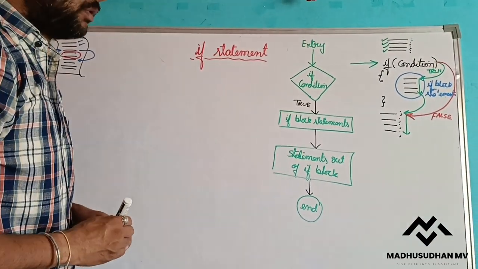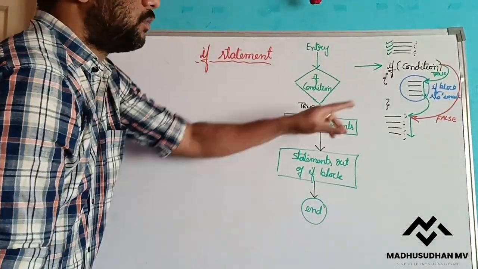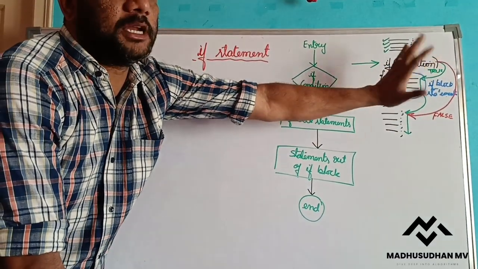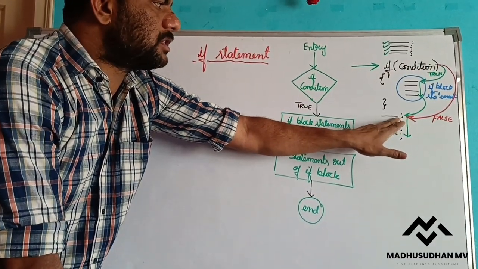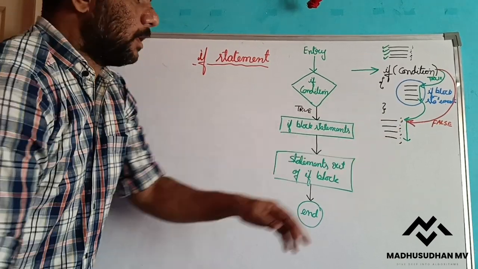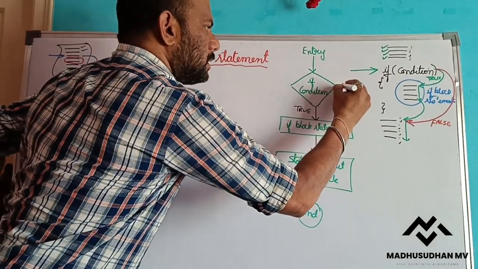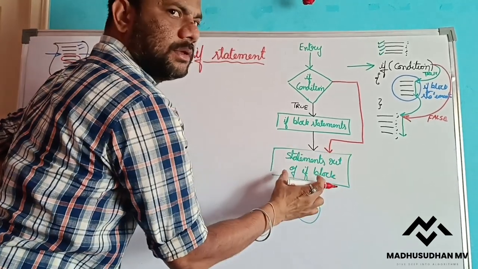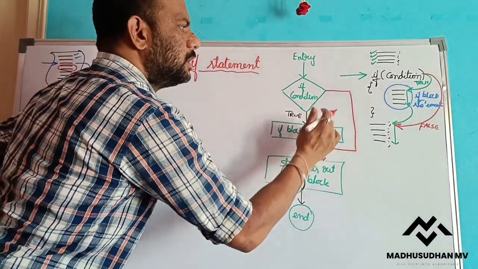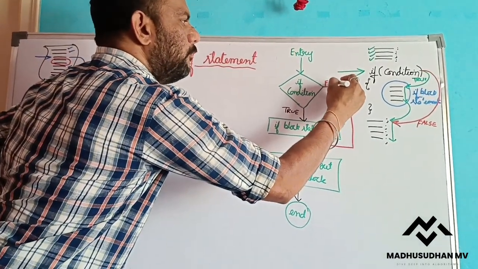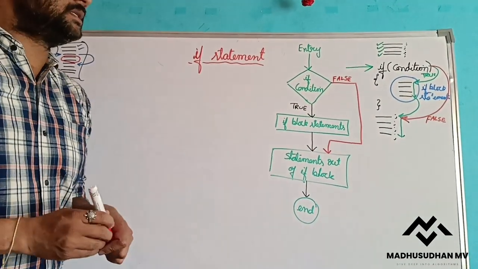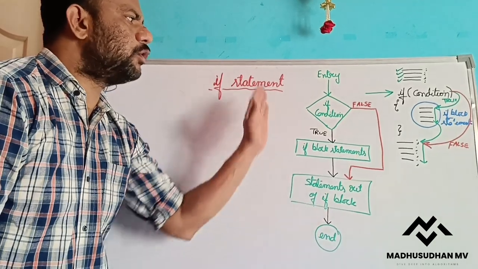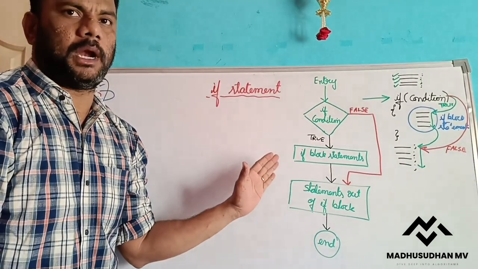Suppose the condition is false, what to do? See, if the condition is false, the if block statements are not going to execute. It comes directly to the first statement outside of this if block. It is not executing this. This is in the case of false. Okay, so this is the general syntax of the if statement and this is the flow chart of this if statement. Hope you people understood.